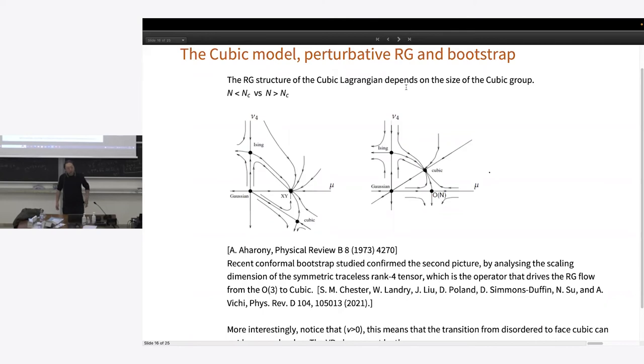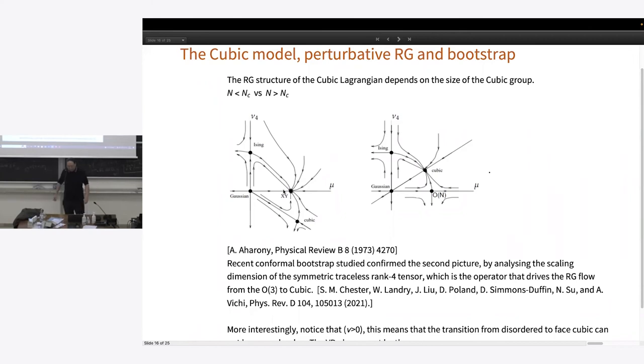Yes, but it will be tricritical, because you would have the lambda phi force to be also relevant. So in that case, you would be tricritical. There was a famous work by Aharony, who did the RG analysis of this type of cubic fixed point. There are two pictures. When the number of components is bigger than some critical N_C, the cubic fixed point is the stable one. On the other hand, when the number of components is smaller than N_C, the stable one is the ON symmetric one. I think, as bootstrappers, people are probably more familiar with this story.